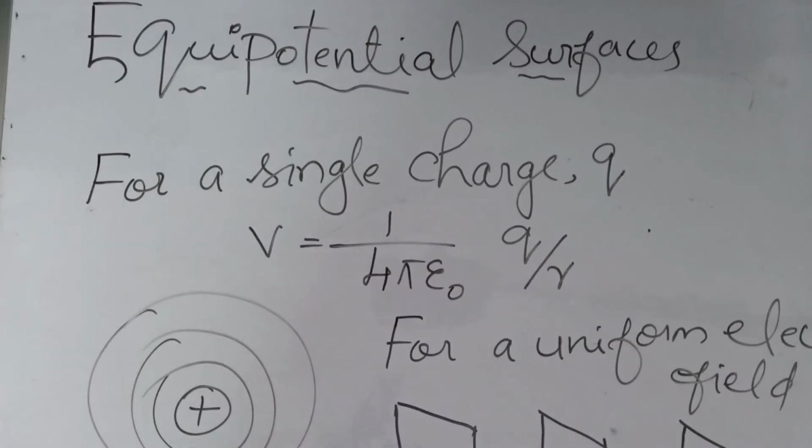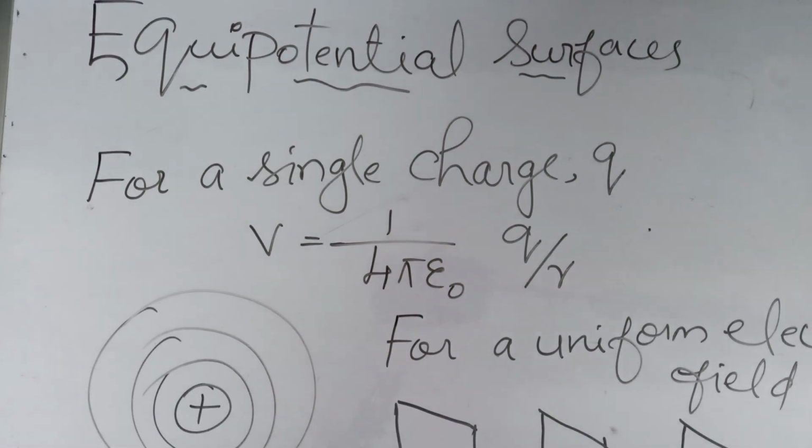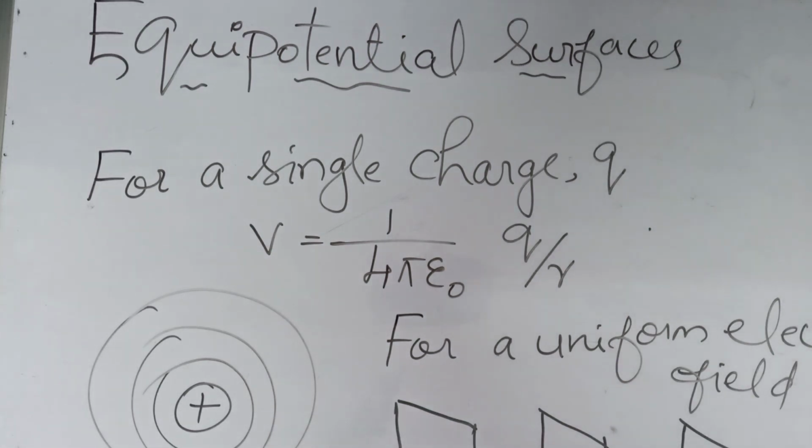We have to study equipotential surfaces. Equi means equal, so we can understand from the name itself that there will be equal potential on the surface. An equipotential surface is a surface with a constant value of potential at all points on the surface. So if you take an equipotential surface, the value of potential will be the same at all points. That is equipotential surfaces.